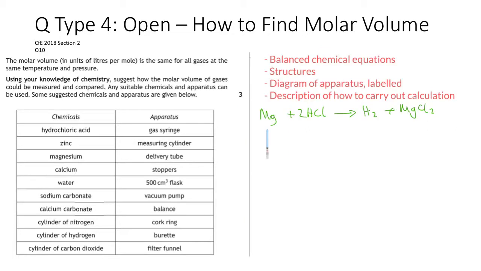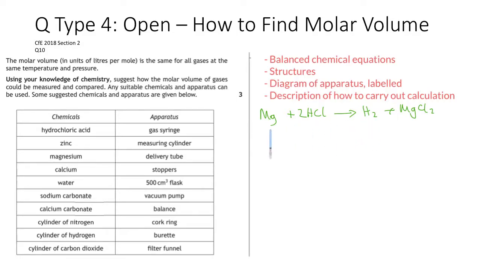So if I was answering this question, I would start with an equation for a reaction, showing magnesium reacting with hydrochloric acid to produce hydrogen gas. I've got my balanced equation here.